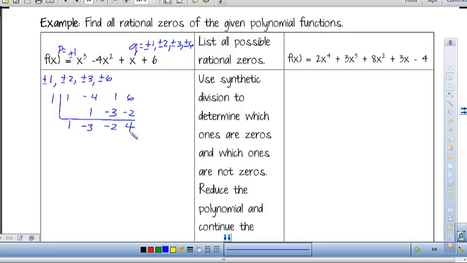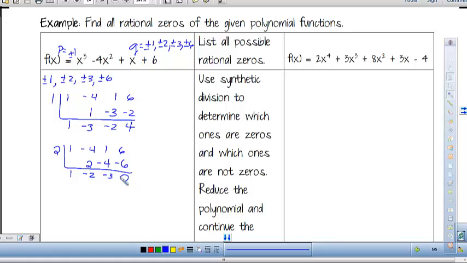So I'm going to try 2. Okay, we get 1 times 2 is 2, which gives me negative 2. Negative 2 times 2 is negative 4. Negative 3 and negative 4 is negative 6... I get 0. Okay, so that worked out. Okay, we're going to factor this thing.